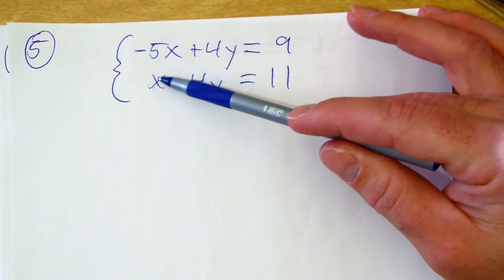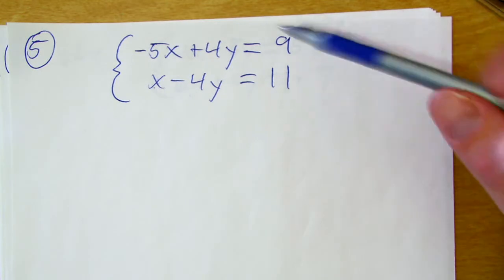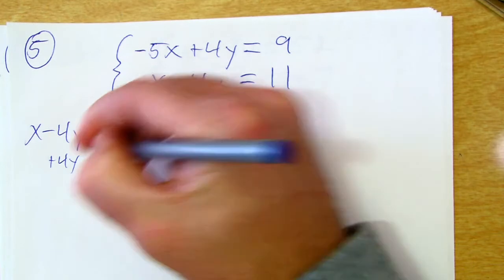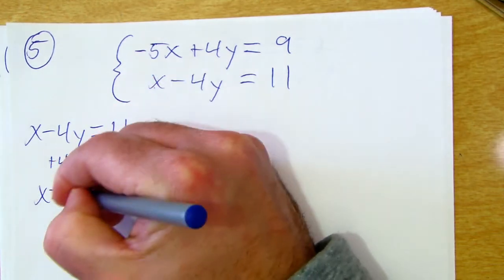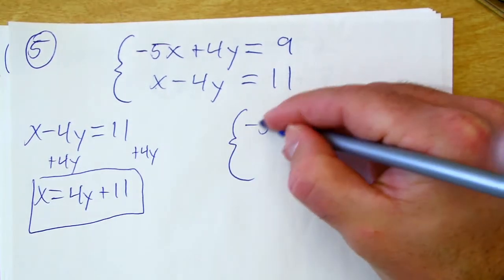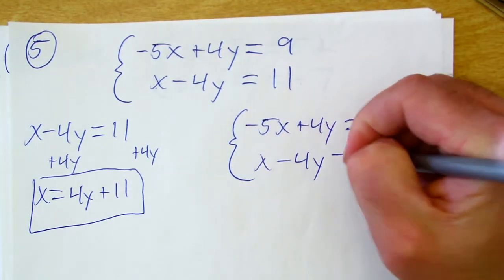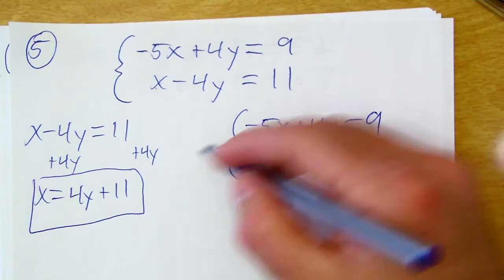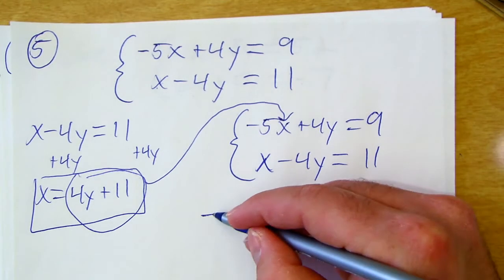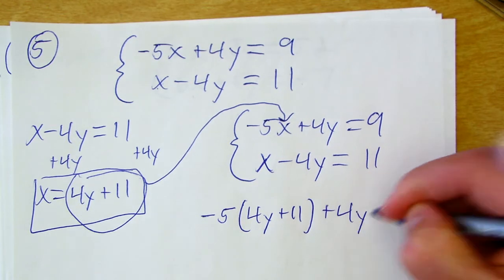If you have one like this where x minus 4y equals 11, all you got to do is move the 4y to the other side and we'll have x equals 4y plus 11. So that's what I'm going to do here. I'm going to add 4y to the left, add 4y to the right, and get x equals 4y plus 11. So again, I can take this 4y plus 11, put that in for x in my first equation there. So that's going to be negative 5 times 4y plus 11 plus 4y equals 9.